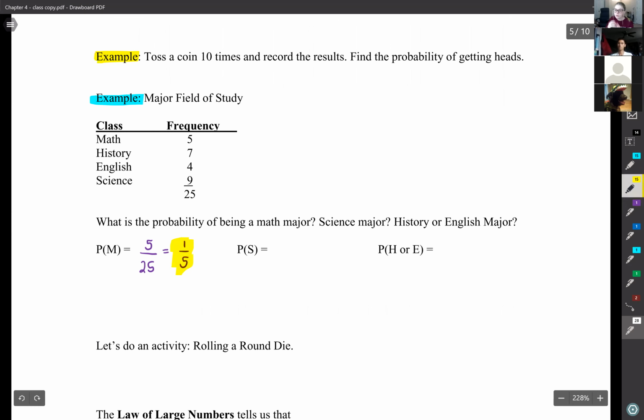So very similar to the theoretical one in terms of how you find it: you're putting the possible ways to get it, or the amount of recorded ways, over the total. It's just that one is using theoretical probability, which is, okay, we assume everything's equally likely, and one is using actual results.